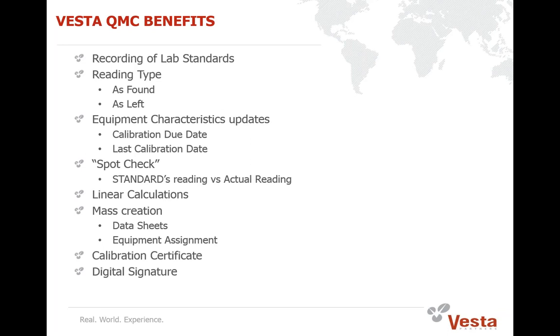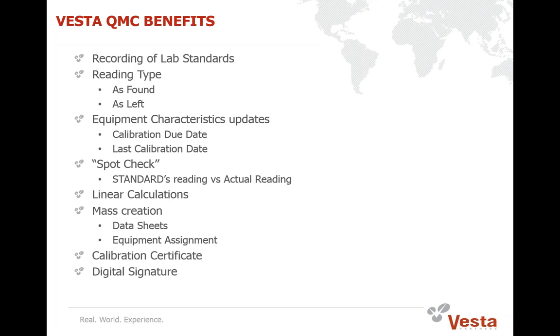We have functionality that we like to call spot checking, where you base your actual reading on the standard reading. We can do linear calculations, so if your input and output have some ratio to them, we can calculate those outputs for you. All of these data sheets and the equipment and functional locations assigned to them, we can create en masse with Excel templates.